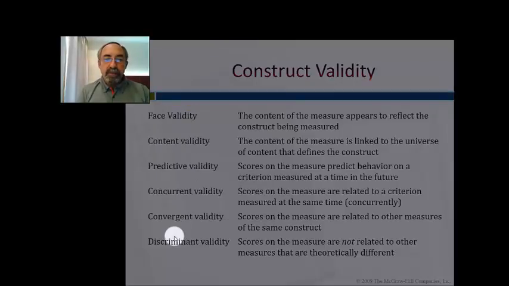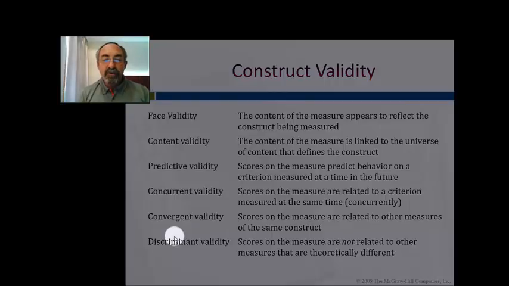Again, here are the measurements. The face validity: does it appear to reflect the construct being measured? The content validity: is it linked to the universe of the content that defines the construct, such as mowing the grass versus cooking? Not very content valid there. Predictive: would it actually predict? Would mowing the grass actually predict how good of a cook you would be?